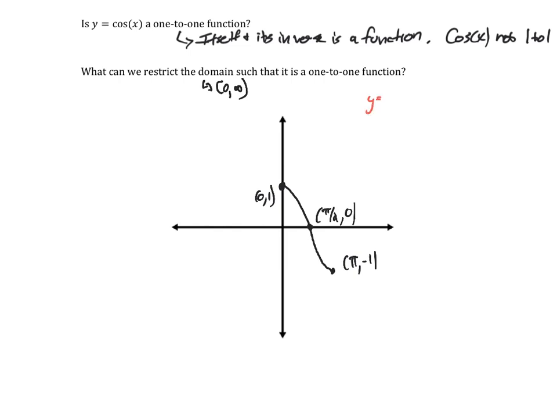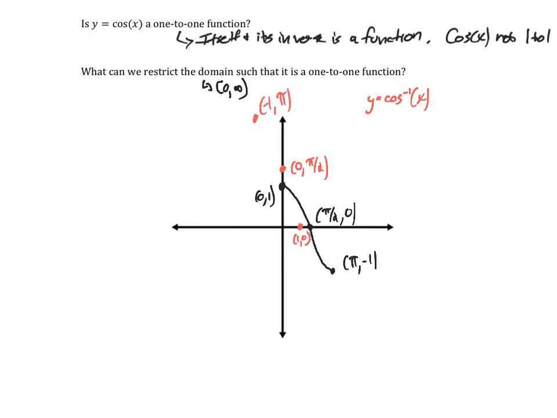I'm going to do it in a different color so it's clear. Inverse cosine of x. Well, we know it's going to swap the points. So we've got 0, 1 as a point, which means this point here would be 1 comma 0. We also have the point pi over 2 comma 0 on cosine. That means we'd have 0, pi over 2 as a point. And then on regular cosine, we have the point pi, negative 1, which means the point on inverse cosine would be negative 1 comma pi.